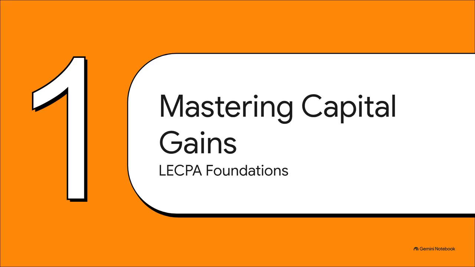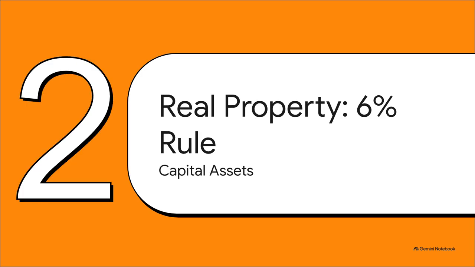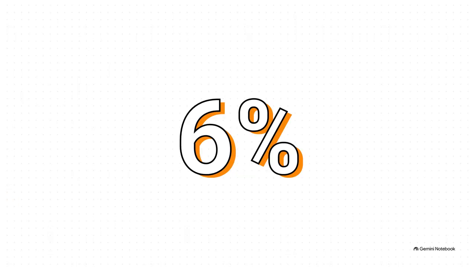Okay, let's jump straight into Section 1, Mastering LCPA Capital Gains. Section 2, Real Property, the 6% Rule. Okay, let's dive into this. We are officially ditching those dense black and white textbooks today to build clean, high-contrast mental anchors.